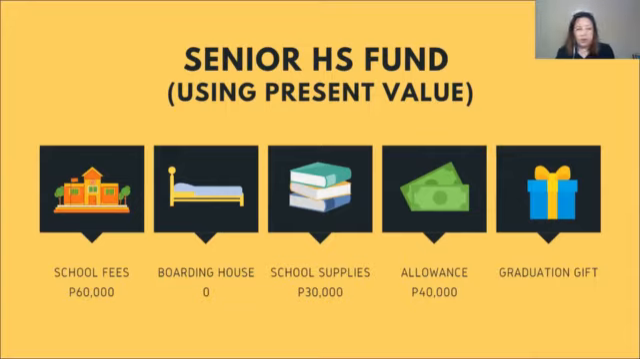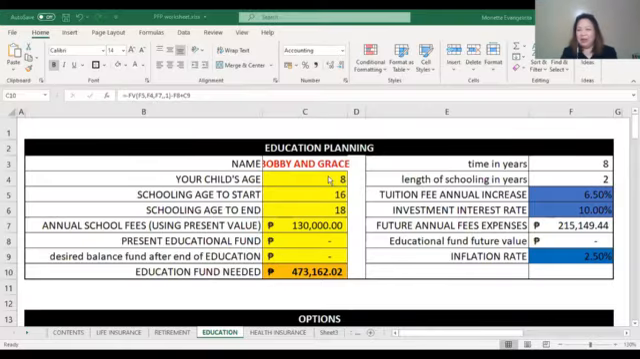Okay, so going back to my calculator here, so 60,000 for the school fees, 30,000 for school supplies, and 40,000 allowance. So we need to prepare for 130,000 for Jenny's senior high school education. Again, using present value. Okay? Okay, so again, ito yung kay Bobby and Grace, di ba? Jenny is now 8 years old, sabi ko kanina. So she's going to start with senior high school at age 16, which is 8 years from now.